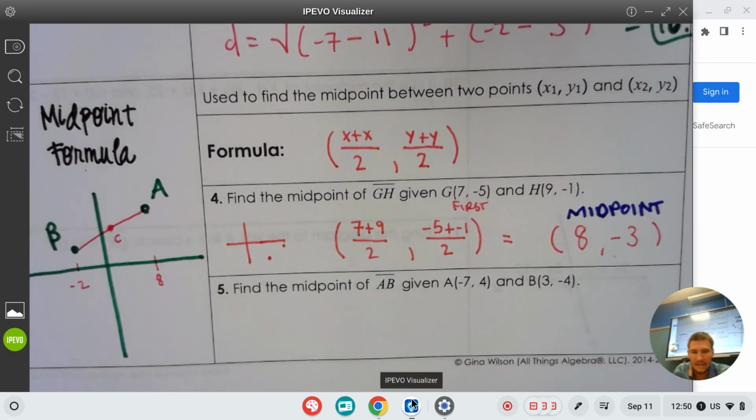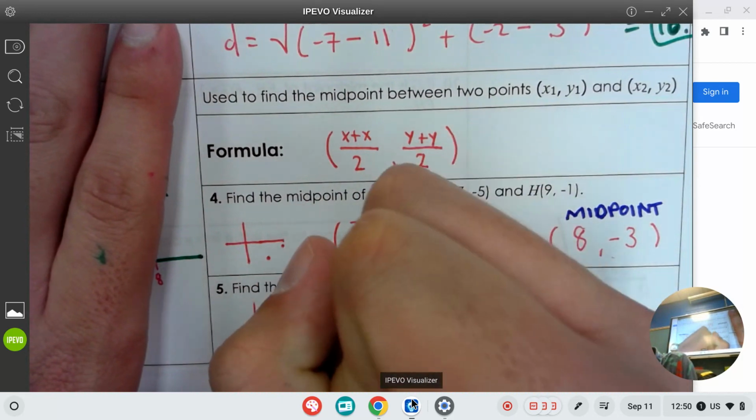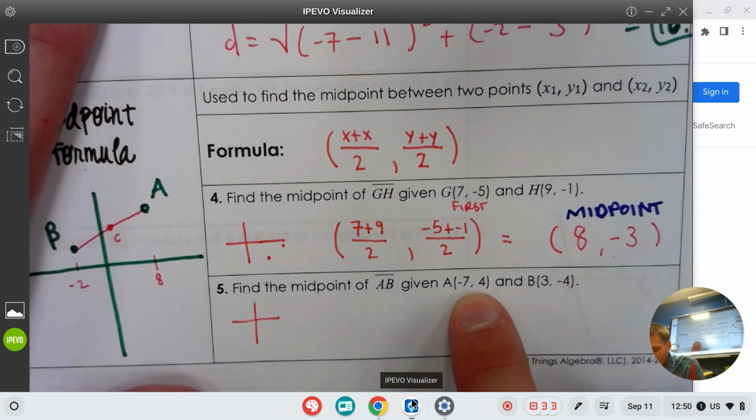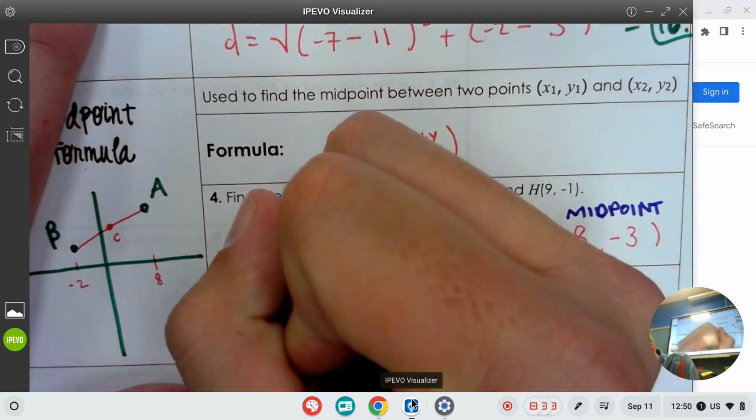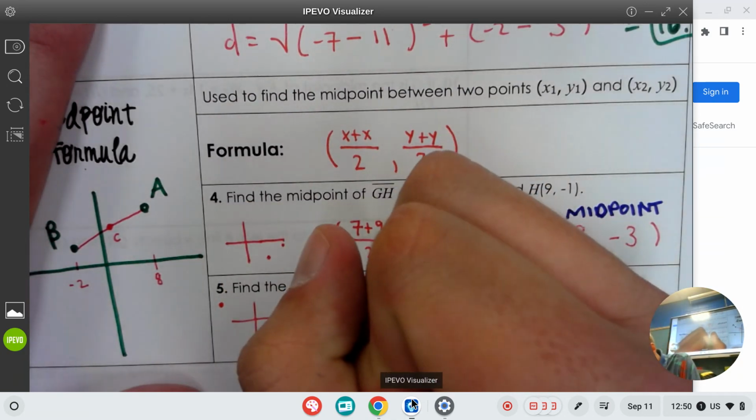Let's check out the answer for number 5. I'm sure we're slowing down a little bit. Again, you can probably just anticipate where these are. We've got -7, 4. That's going to be left and up. We've got 3, -4. That's going to be right and down.